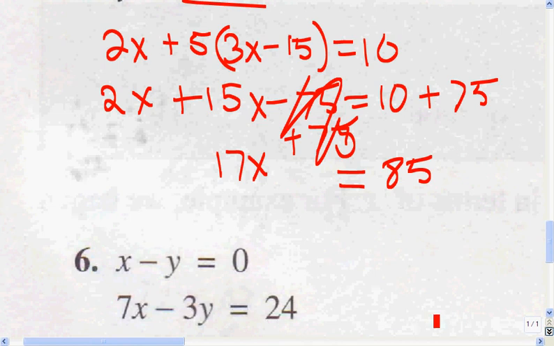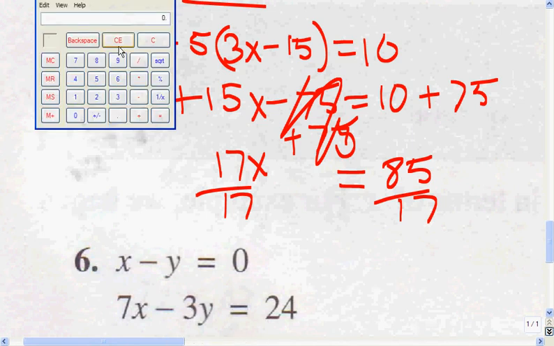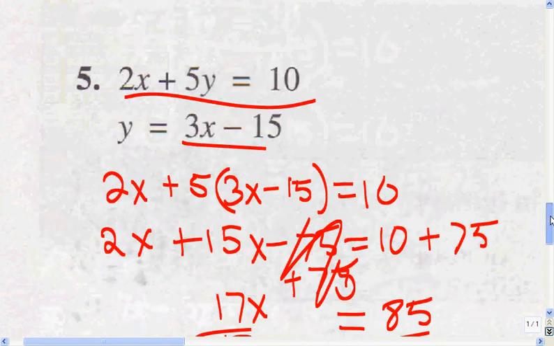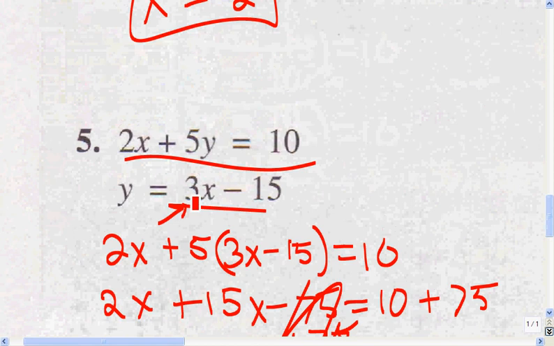And then I'm going to divide by 17. I don't know what 85 divided by 17 is, so I'm going to use my calculator. 85 divided by 17 equals 5. So x equals 5. Now I know what x equals. I'm going to plug it in here to figure out what y equals.